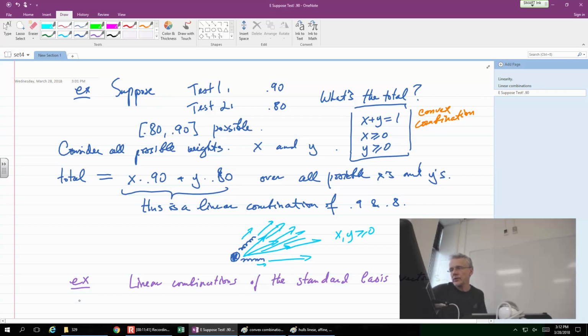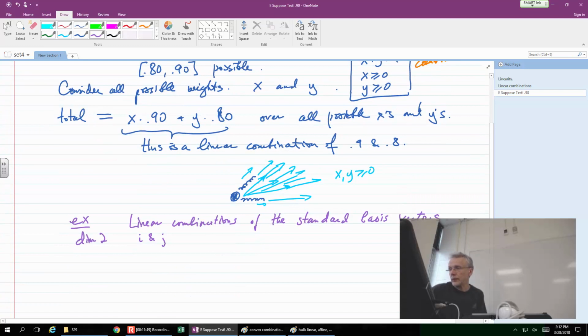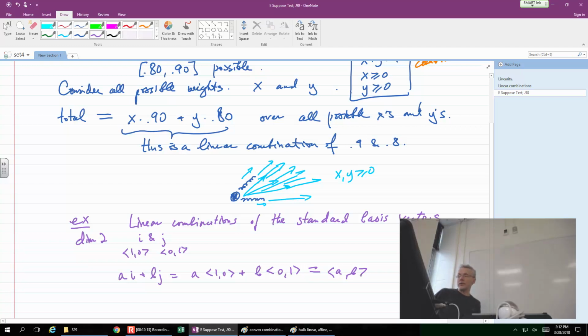So in dimension 2, it is simply i and j. I is equal to (1, 0) and the other one is (0, 1). If I go with ai plus bj, I have a(1, 0) plus b(0, 1), so it gives me simply (a, b). That's a linear combination of these two vectors, and it gives me any vector, because I could retrace my steps and go backwards like this.